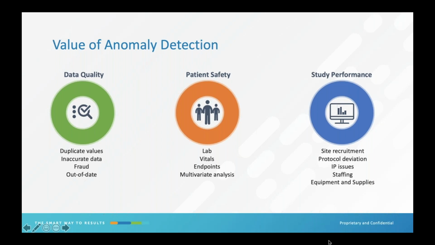Taking up patient safety. Patient safety is of the utmost importance in any study. Anything that can adversely impact the safety of a subject should be flagged as soon as possible. Identifying sites that are underreporting or reporting too many adverse events, or rather serious adverse events, should be picked up and reviewed to avoid any patient safety issues as well.